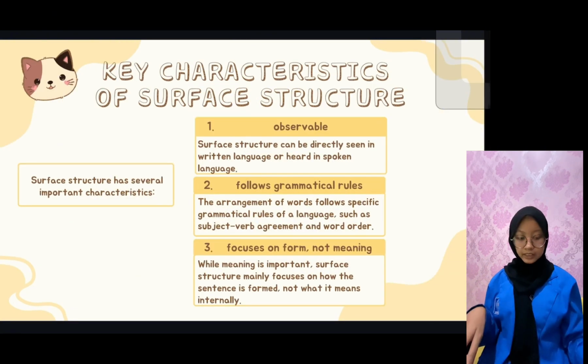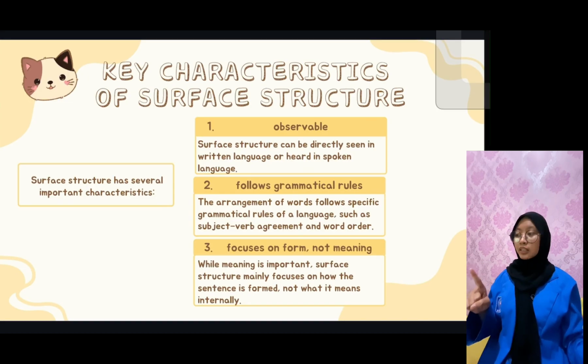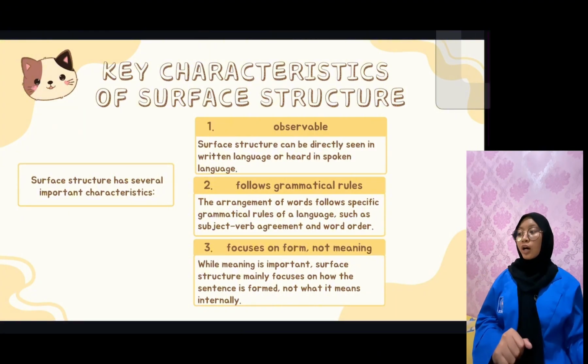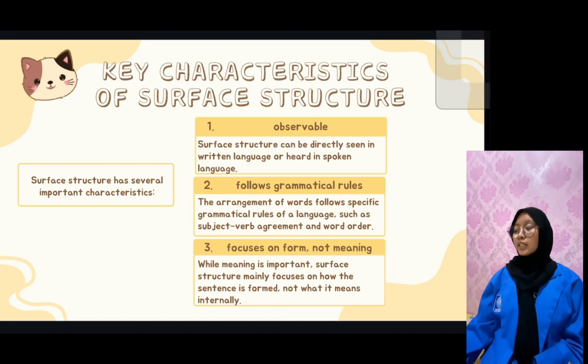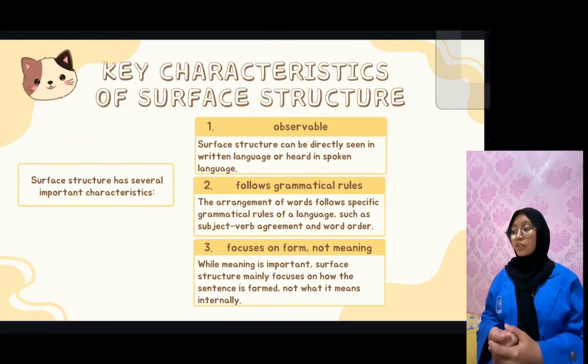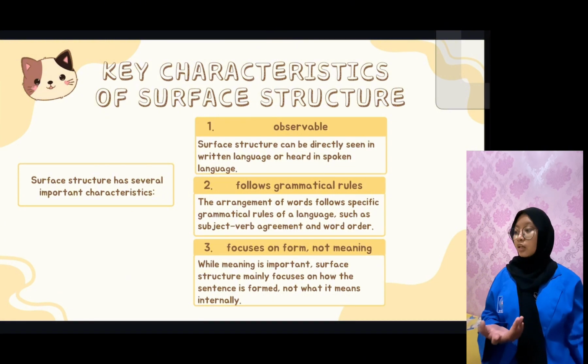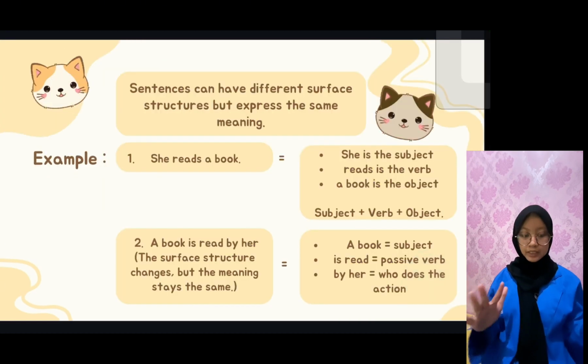Next are the key characteristics of surface structure. Surface structure itself has several important characteristics. The first one is observable. Surface structure can be directly seen in written language or heard in spoken language. The second one is that it follows grammatical rules. The arrangement of words follows specific grammatical rules of a language, such as subject-verb agreement and word order. And then it focuses on form, not meaning. While meaning is important, surface structure mainly focuses on how the sentence is formed, not what it means internally.